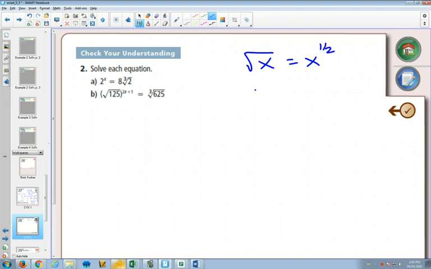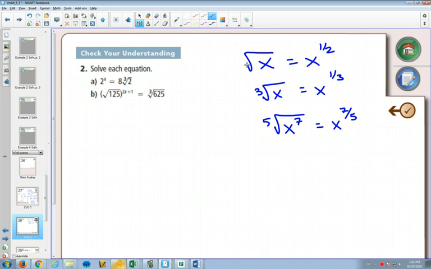And if you had a cube root, it would be x to the 1/3. And so on and so on. So if you had the 5th root of x to the 7, well, the 5th root would be 1/5, and the 7 is still there, so it'll be x to the 7/5.